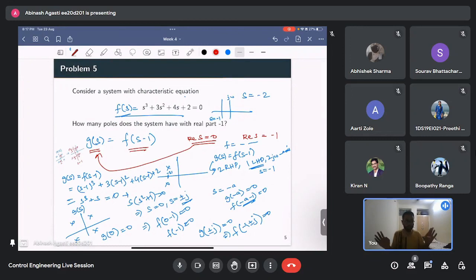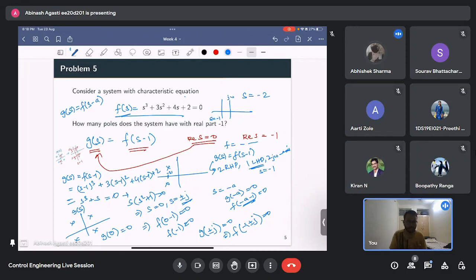You can take as many polynomials and try it out. Take some f, then find g of s as f of s minus a. Then you solve the Routh array for g. However the poles are distributed for g, similarly they will be distributed for f, but around the s equal to minus a line. So you can try it out for yourself. You'll feel more comfortable in understanding this concept.